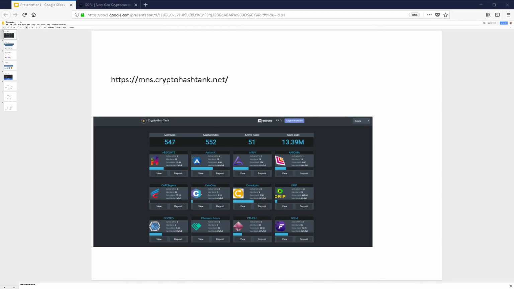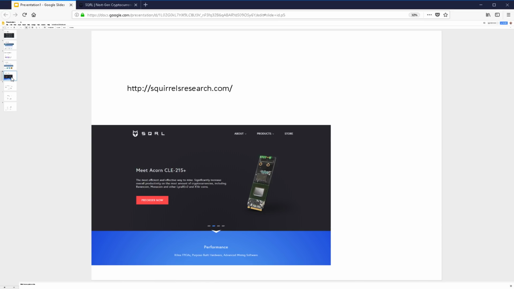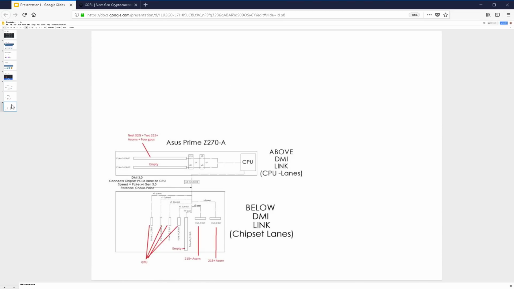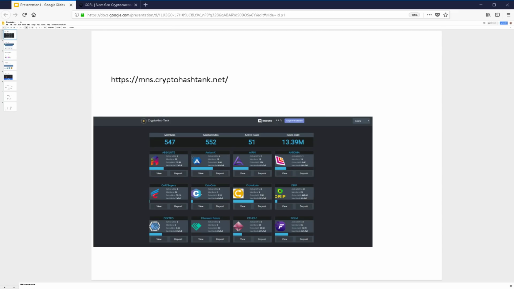All right. Well, if I jump over to the presentation that you sent me, thanks for preparing this. I do appreciate you taking the time to do that. The first one you've got here is Crypto Hash Tank. So we've got Crypto Hash Tank, we've got mynode.rocks, we've got PickAxe, and then I think that's talking about the Acorn Accelerators after that. Oh, sorry, I missed one: Masternodes.alttank. So that's correct. If you do the Crypto Hash Tank, yep.